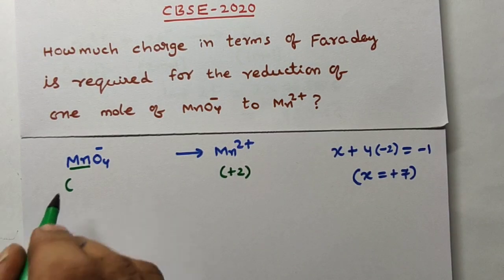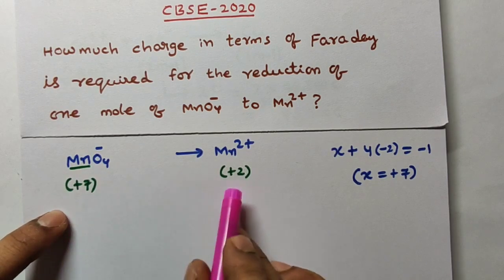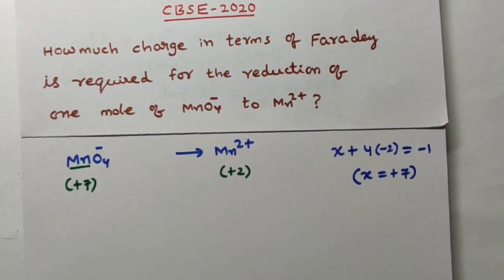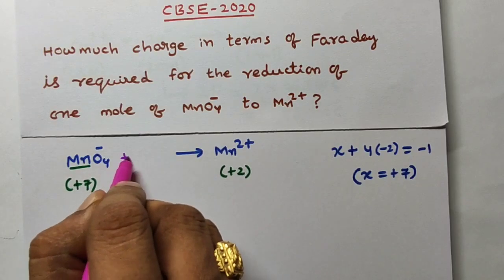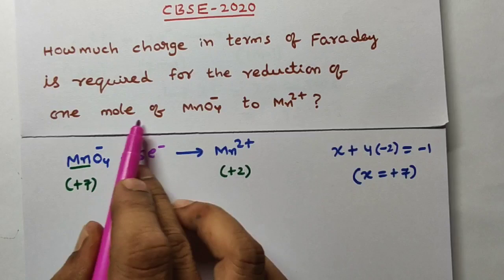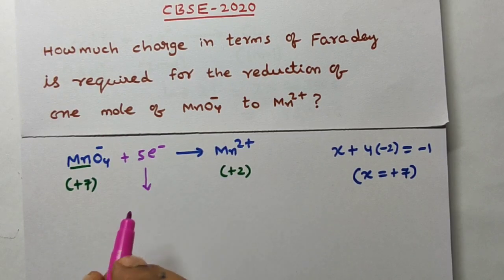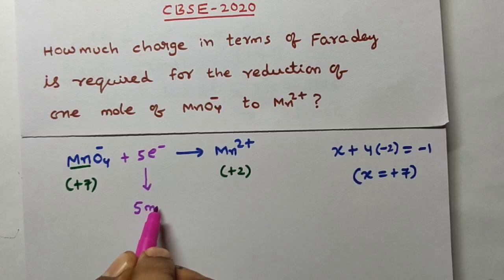So what is the charge? Plus 7. So here plus 7 is converted into plus 2. It is gaining how many electrons? It's gaining 5 electrons. And they're asking for 1 mole. For 1 mole you need how many moles of electrons? So you need 5 moles of electrons.